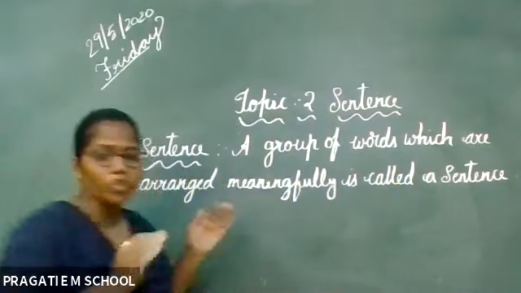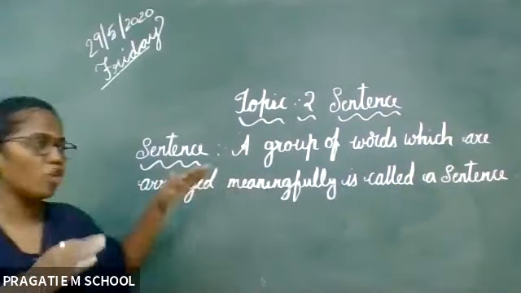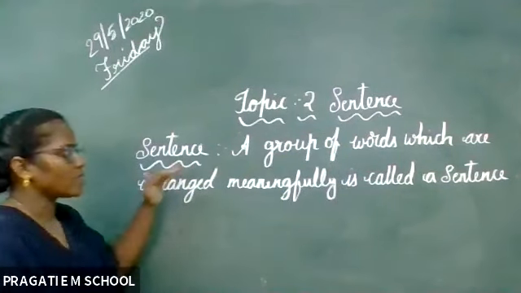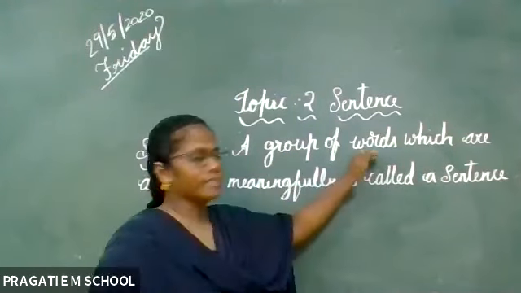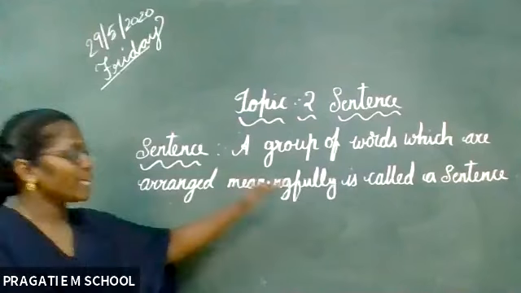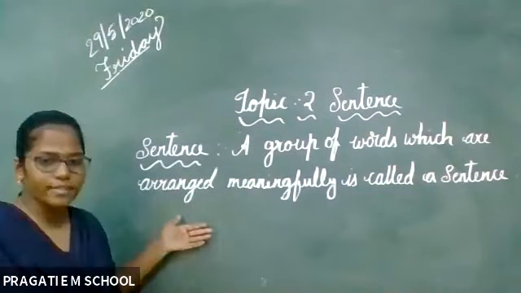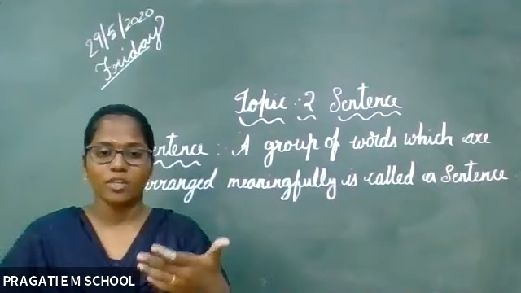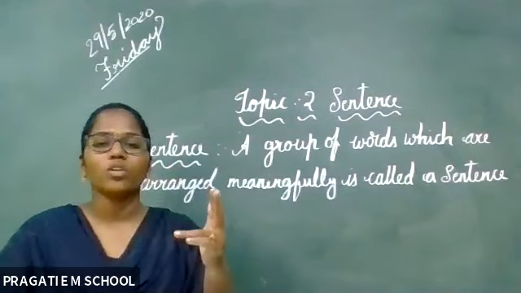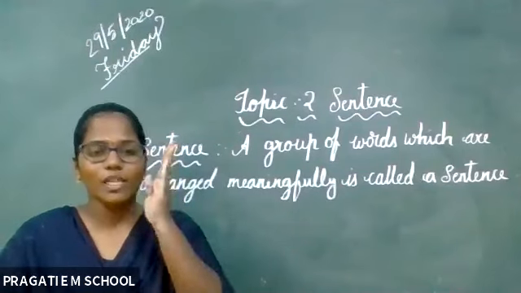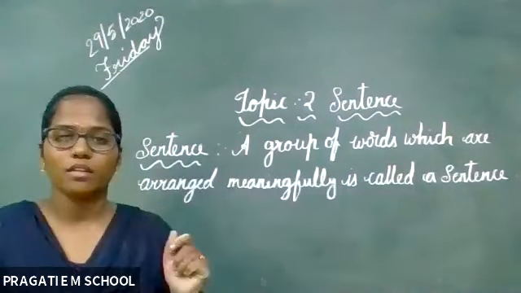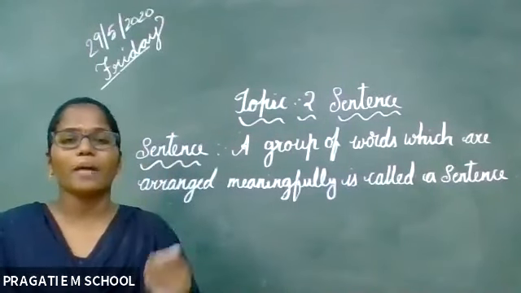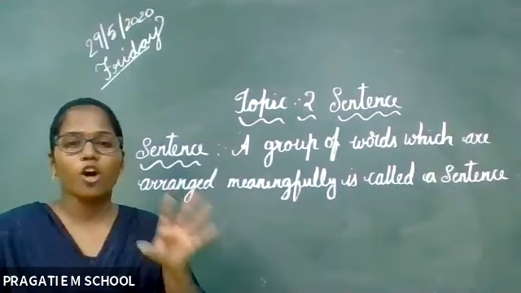As we have already learned about the parts of speech in the previous class, let us go to the topic sentence. Write down the definition. A group of words which are arranged meaningfully is called a sentence. You have to learn the definitions by heart. The 8 types of parts of speech, you have to remember all the 8 definitions. You should not forget them.